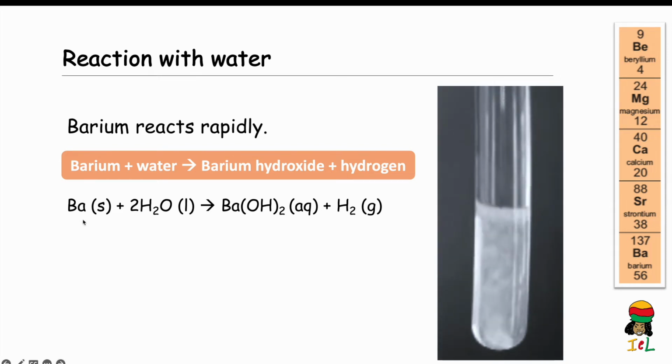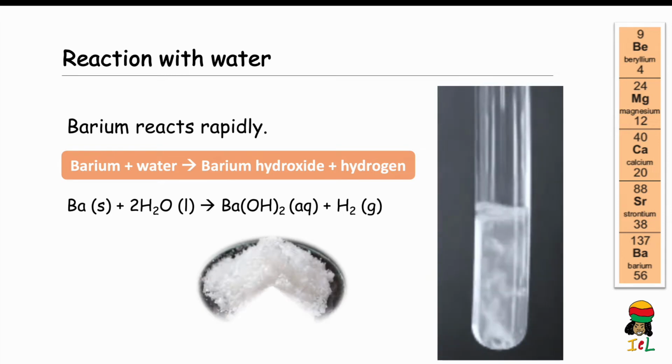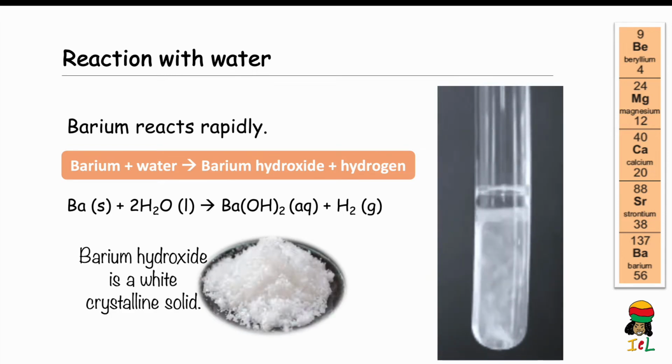Therefore, our equation is balanced with 1 barium on the left, 1 barium on the right, 4 hydrogens on the left, and 4 hydrogens on the right, followed by 2 oxygens on the left and 2 oxygens on the right. To obtain a solid sample of barium hydroxide, the reaction mixture is filtered, concentrated, and cooled to allow for crystallization. Barium hydroxide is a white crystalline solid.